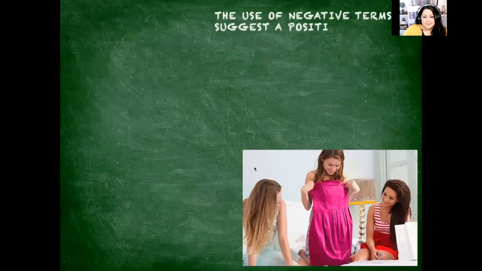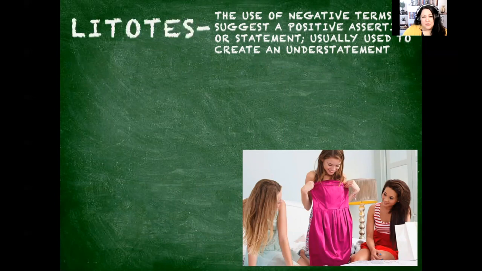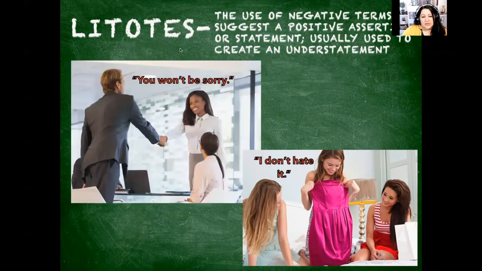All right. The use of negative terms to suggest a positive assertion or statement, usually used to create an understatement. Okay. This is called litotes. Litotes. Okay. So here are some examples. You won't be sorry. If I just got a job, I just got hired, like this man just got hired.